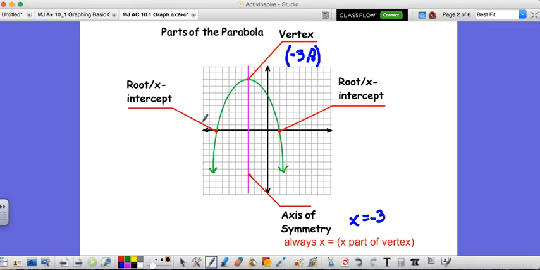Then we also have roots or x-intercepts. Sometimes these are also called zeros, and this is anywhere that your parabola crosses the x-axis. So in this case, one of the roots is 2, or the point 2, 0. Another root is negative 8 or negative 8, 0. So these are roots or x-intercepts or zeros. We have the vertex, which is our highest or lowest point. And then we have our axis of symmetry. That term symmetry means it's symmetric about that line. So you notice this is a perfect reflection of the right side to the left side.